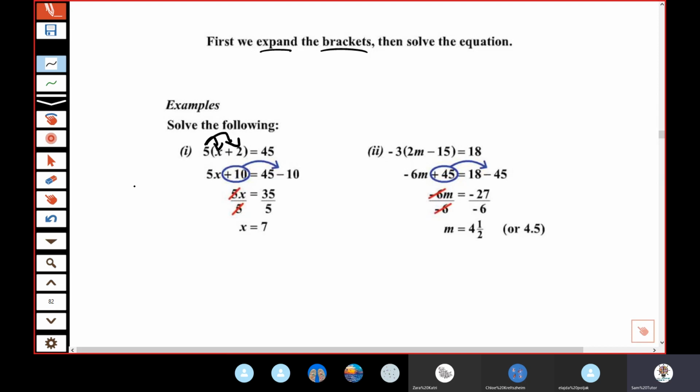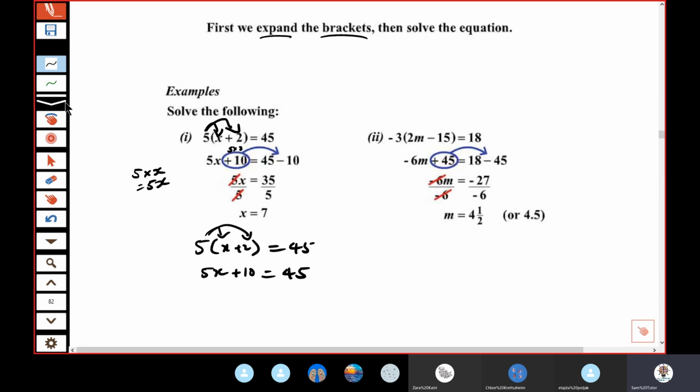Hopefully we still remember how to do these. 5 times x, which becomes 5x. And then we do 5 times 2, which is 10. So if I had the question which said 5(x plus 2) equals 45, I expand. 5 times x is 5x. Then you do the next arrow, 5 times 2, which is plus 10. And then look how easy this looks. Exactly what we've been doing for the last few weeks now.